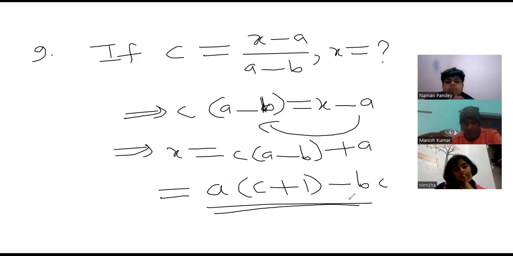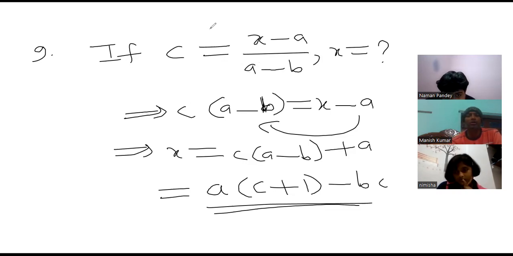I think this type of answer is not there in the options, isn't it? bc minus a by c minus 1 is written. Okay, bc minus a by c minus 1. Okay, let me see. c is equal to x minus a, c into, so that means x. c into x minus b will be equal to x minus a, so x will be equal to x. Is there any x left here? c into x minus a by x. I think the question is wrong.